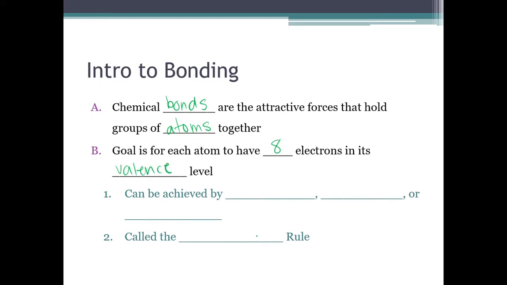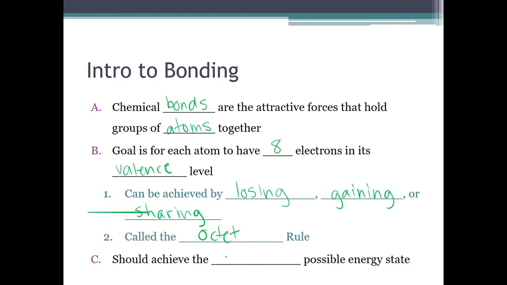Like we learned in Unit 5, this can be achieved a couple of different ways. It can be achieved by losing electrons, or by gaining electrons, or by sharing electrons. In any case, the goal is always to end up with 8 valence electrons, and this is called the octet rule. And if done correctly, every atom in the bond will achieve the lowest possible energy state. What this means is that it's going to be the most stable.